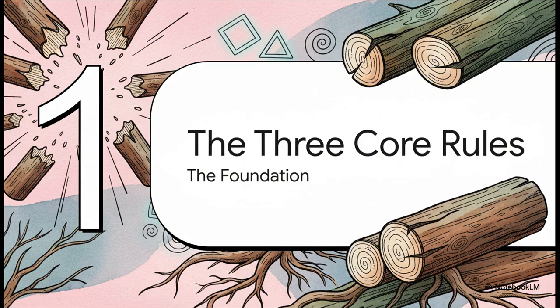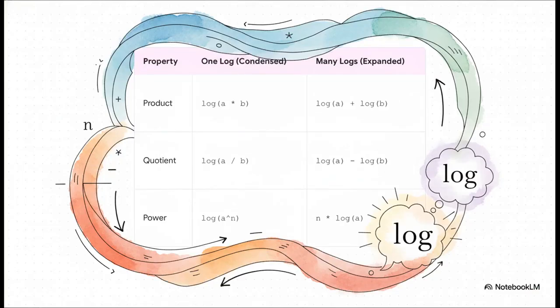You know, everything we're about to do, whether it's breaking logs apart or building them back up, it all comes down to just 3, that's right, 3 fundamental properties. Once you get these down, you've got all the tools you'll ever need for this stuff. Okay, check out this table. This really shows how logarithms are a two-way street.